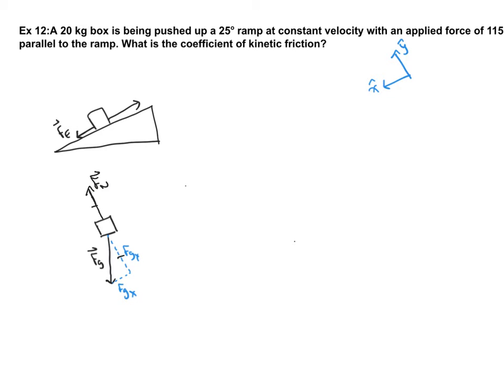And then I'll put friction in. Friction's going against the sliding, so it's pointing in the x direction. And then the applied force. So the applied force has got to match the friction plus the x component of gravity to have it be at constant velocity. All right, so this is my free body diagram.